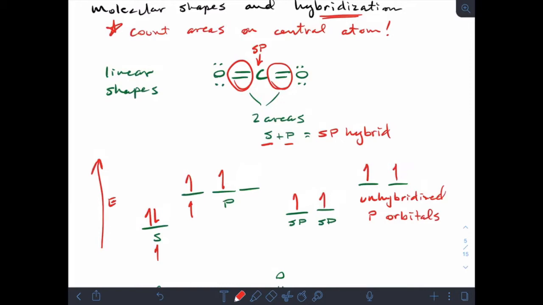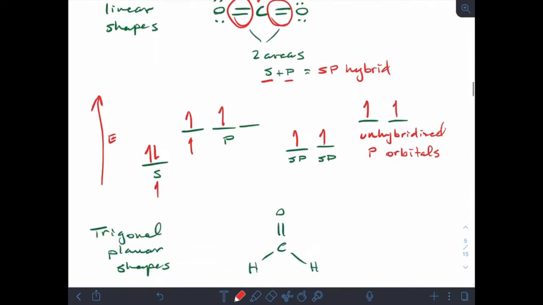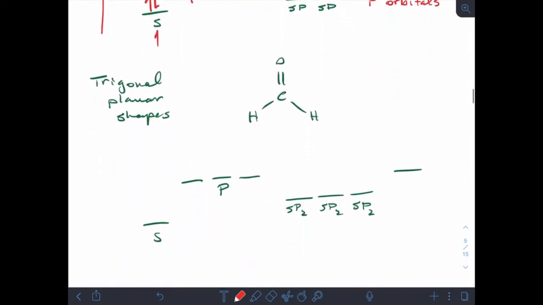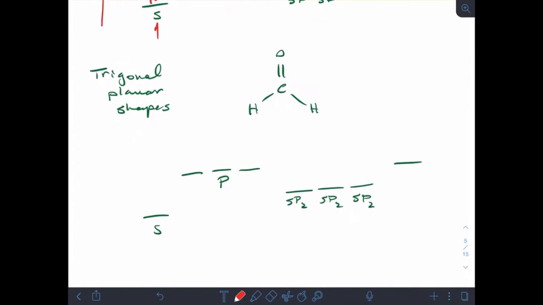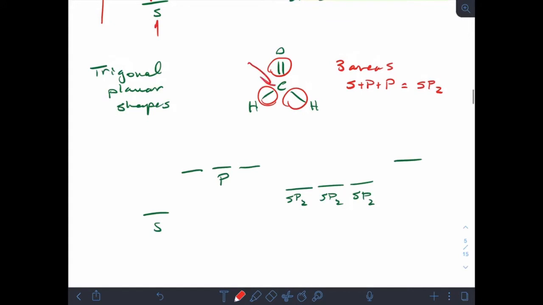So let's look at our next type of shape, which was trigonal planar. Again, we're going to look at how many areas of electrons there are around my central atom. There are 3, so I've got 1, 2, 3. So 3 areas, an s, a p, and a p. There are 3 things there to go with 3 areas, so we'll call this an sp2 hybrid. And if I were to label it, I would call that carbon sp2 hybridized.